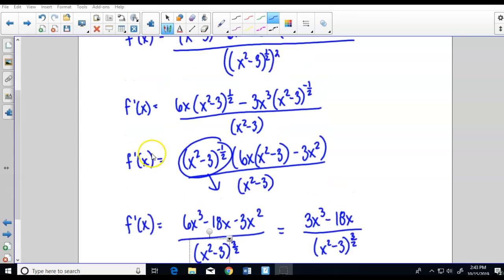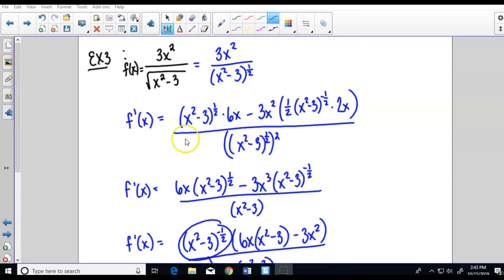End process as the last one. You've got to do low d high minus high d low right here. You've got to do the chain rule for that part. So you'll have 1/2 times x squared minus 3 to the negative 1/2. And then you have to multiply that by 2x.